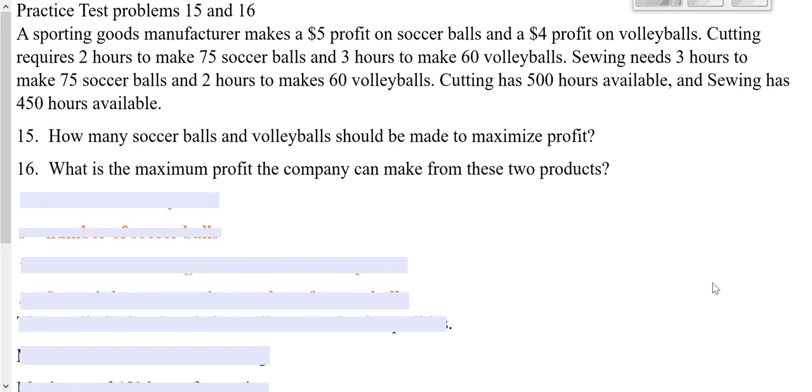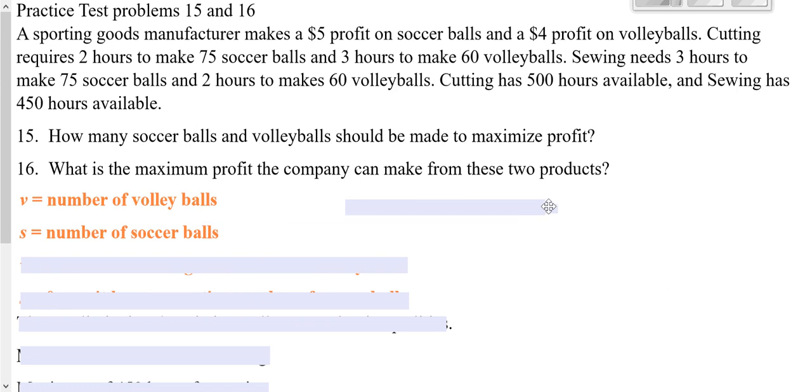Now, in some problems, they tell you what variables to use and what they should represent, but they're not telling us that for this problem. Typically, you want your variables to represent what you're looking for. In this case, we're looking for how many soccer balls and how many volleyballs. And once we know that, then we could answer the second question of the profit. So I'm going to choose to use S and V, the number of soccer balls and the number of volleyballs.